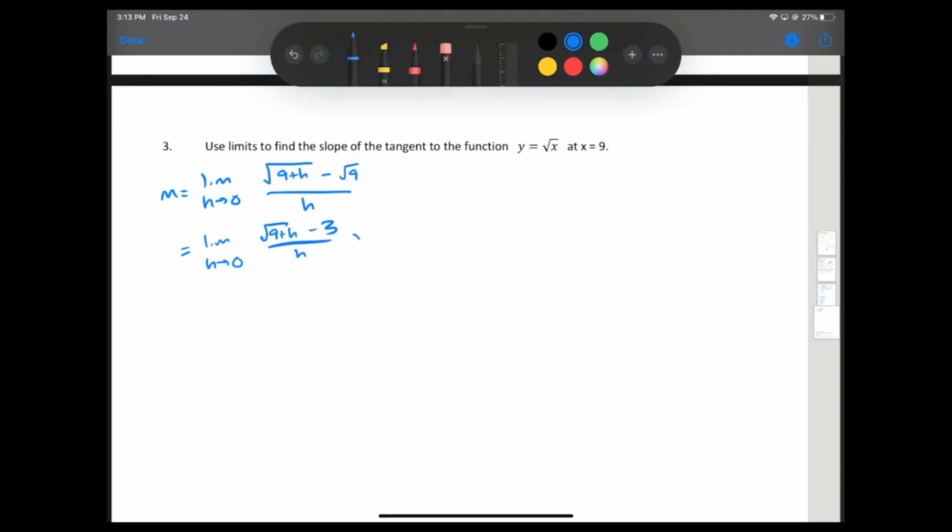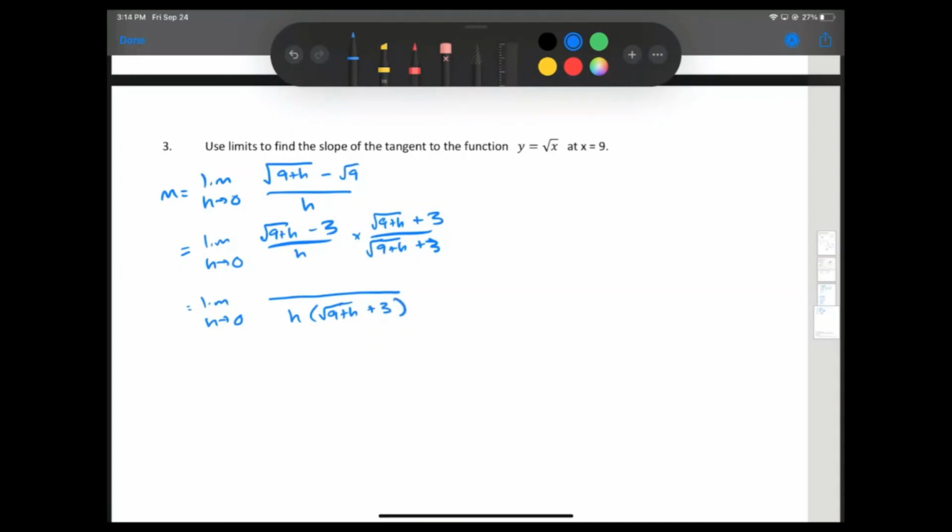I'm going to multiply by its conjugate on top and bottom, which is root 9 plus h plus 3. Root 9 plus h plus 3. And let's see what that does. On the bottom, I'm going to have h times root 9 plus h plus 3.